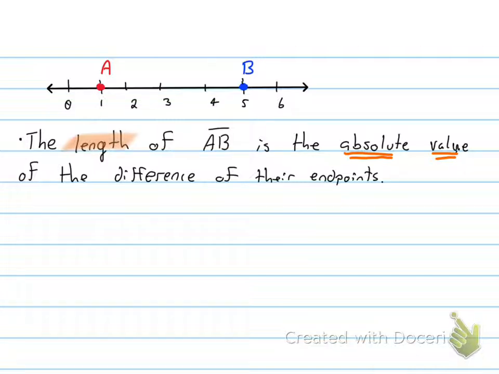I could count this going 1, 2, 3, 4. I also could count the other way and find that the length of AB is 1, 2, 3, 4 as well.